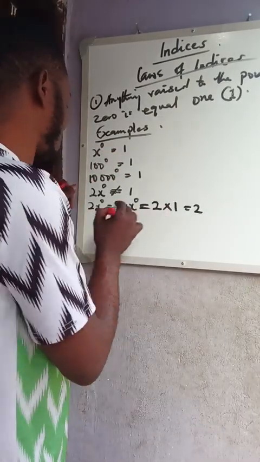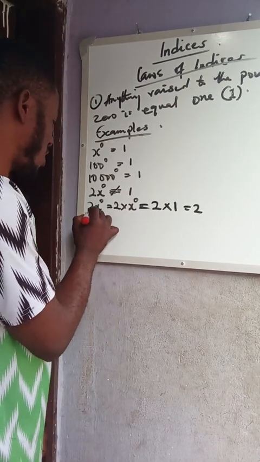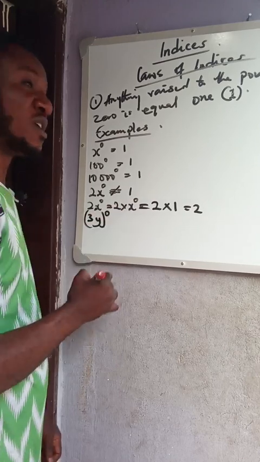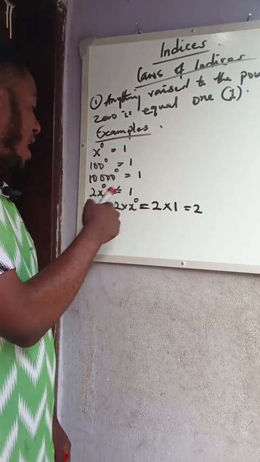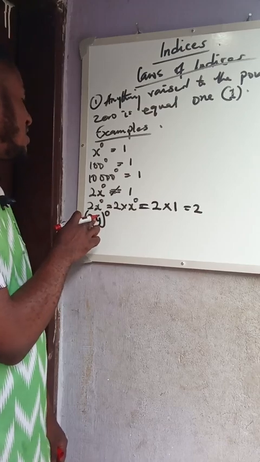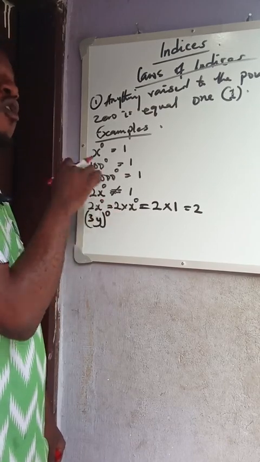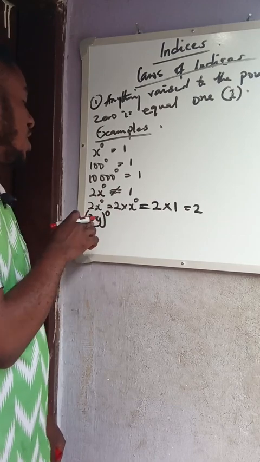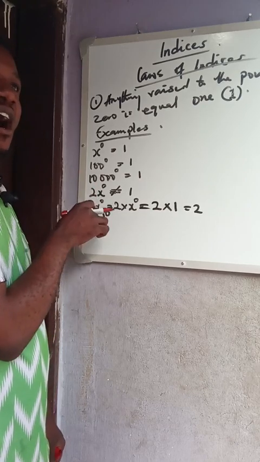But let's validate. What if I say 3? If I say (3x, 3y), all in brackets, raised to the power 0. Now, anytime you have a bracket with something inside, the raised-to power is for everything inside the bracket. That means even if there are 7, 20, 15 numbers here, this power 0 is functioning on all the numbers inside the bracket. You understand?